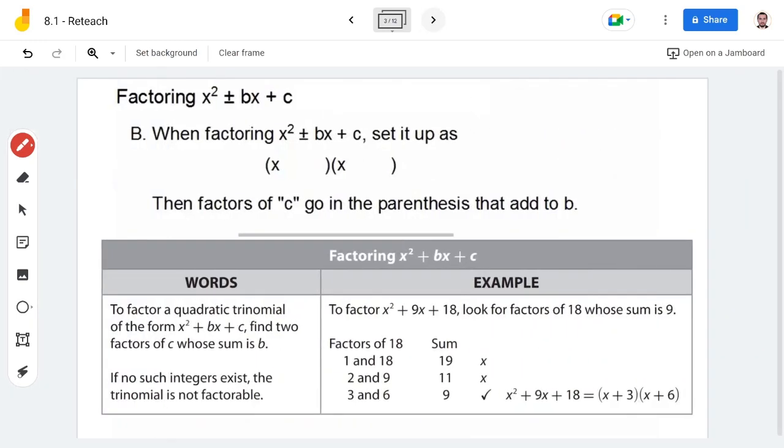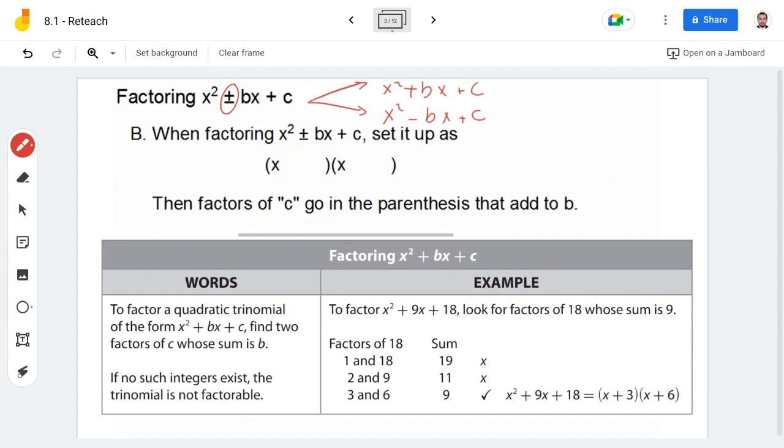Now let's go deeper into our lesson, which is x squared plus or minus. This means x squared plus bx plus c, or x squared minus bx plus c. We need to learn how to factor when b is positive or negative, and then how we can factor any quadratic function.